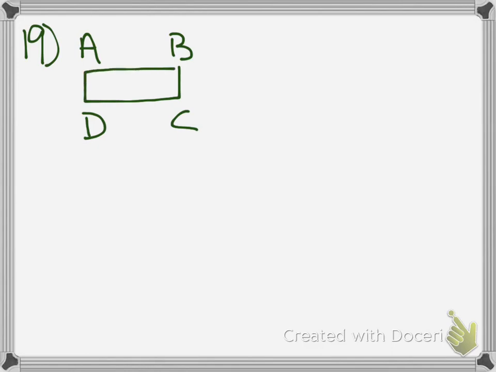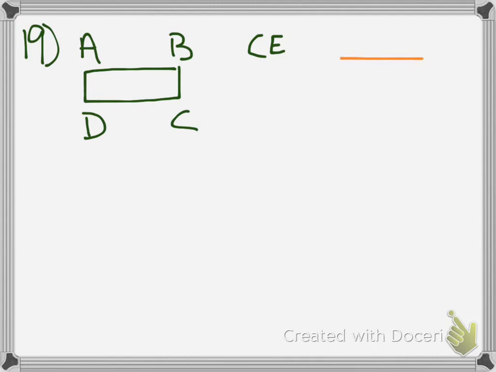Okay, so we need to find a counterexample for number 19. If AB and CD are parallel, and BD and AC are parallel, then ABCD must be a rectangle. So I could go A, B, C, and D and make a shape like this. That would be an example. But let's look at the counterexample.